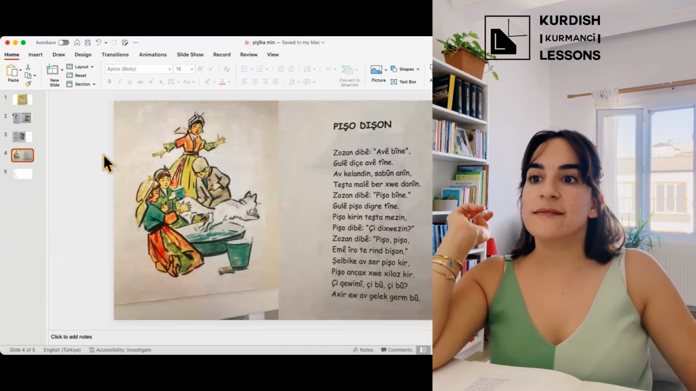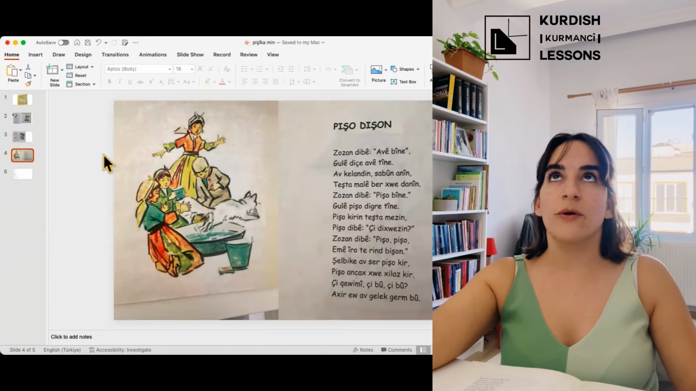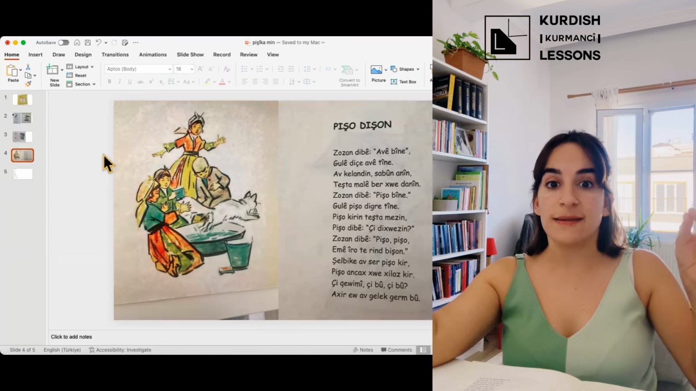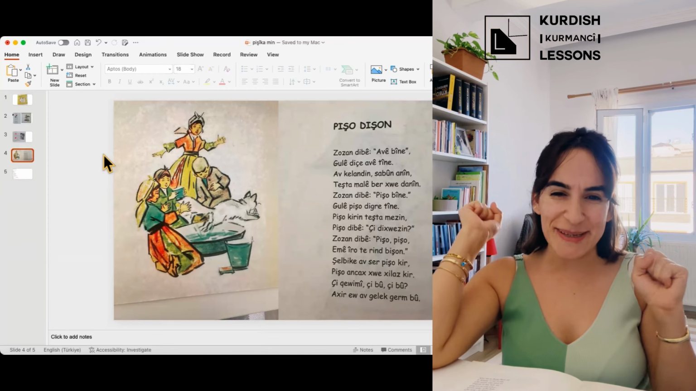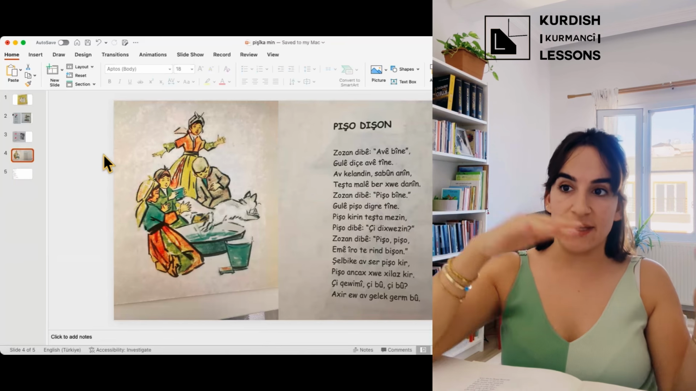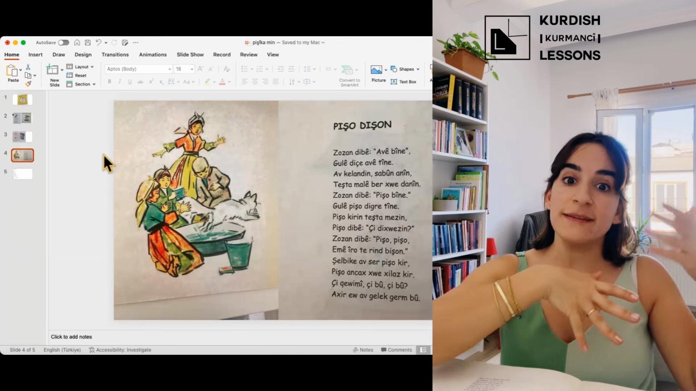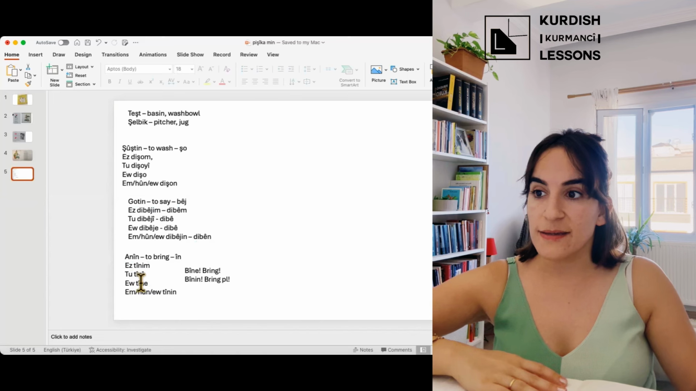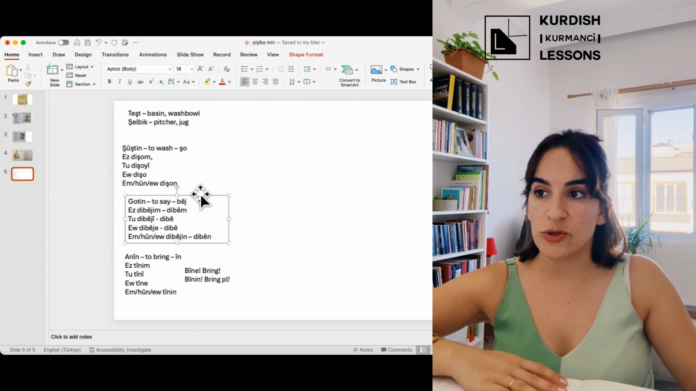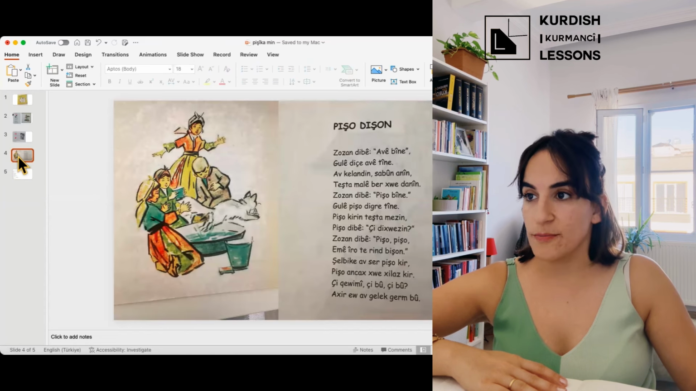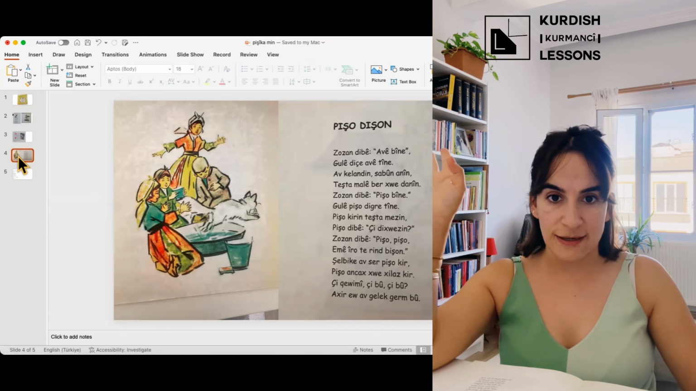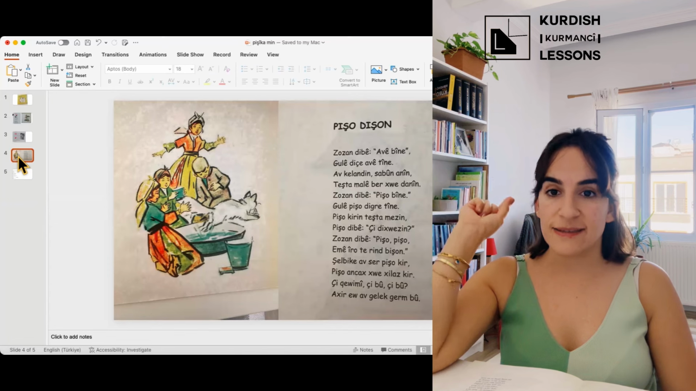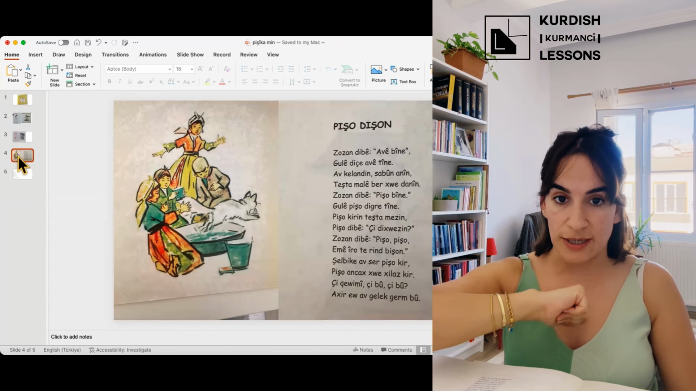So, zozan dibe ave bine. Av is our object, so it should be in oblique form. It's a feminine word, that's why you add a at the end. Ave bine. Bring the water. Zozan dibe ave bine. Gule diçe ave dine. Gule goes, brings water. So you see here ave dine. It's this one from anin, third person conjugation, right? So the first two sentences are clear now, right? So Zozan says, bring the water. Gule goes and brings the water.